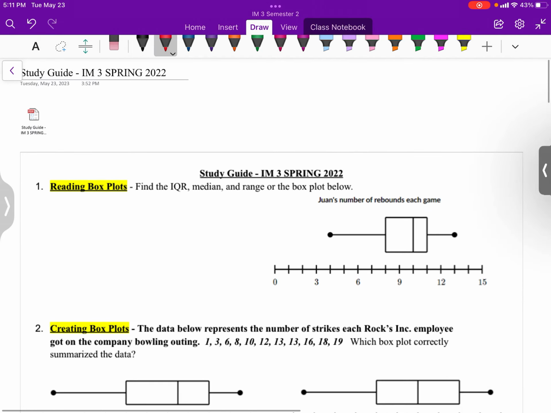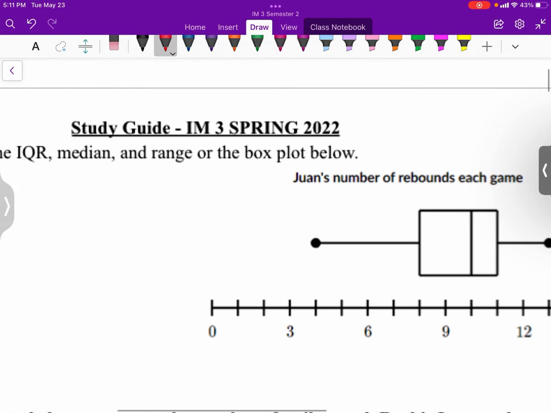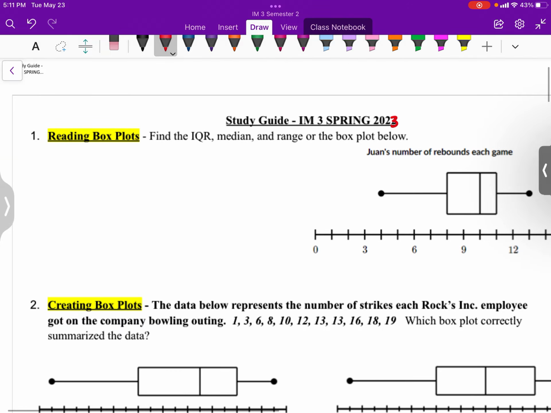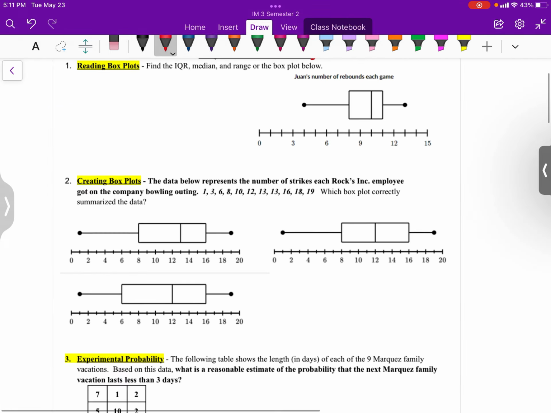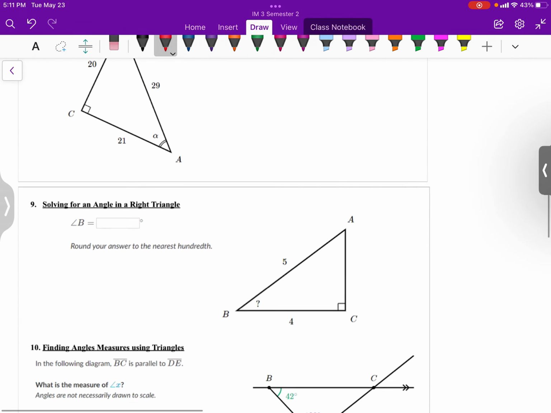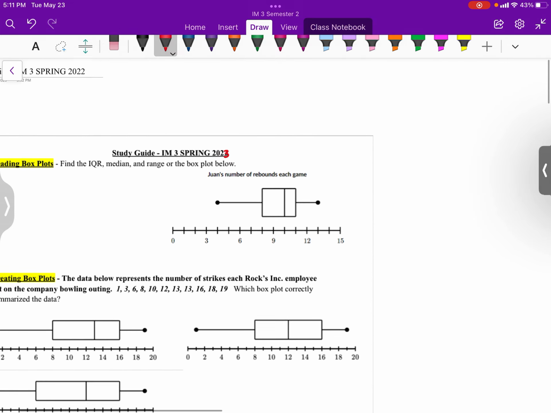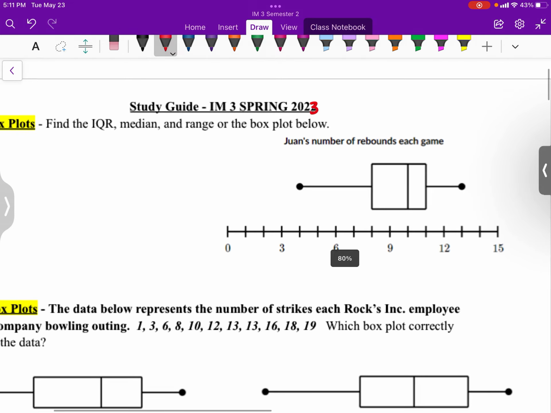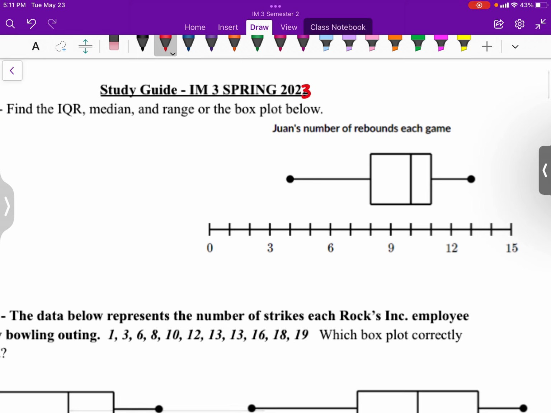All right, so let's go ahead and take a look at this here, guys. We are doing the study guide for our spring 2023. In this case, we are going to be focusing on these topics. Starting off, guys, reading box plots. A few important things in this case with box plots.